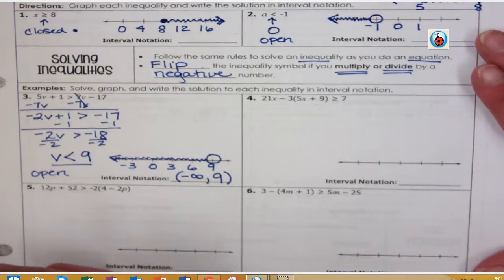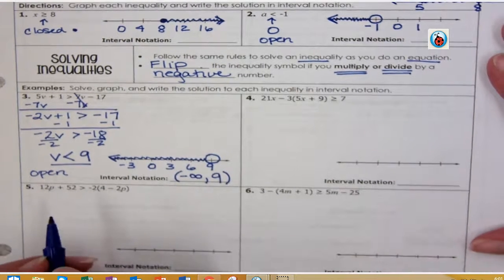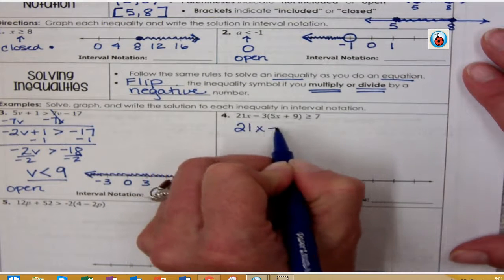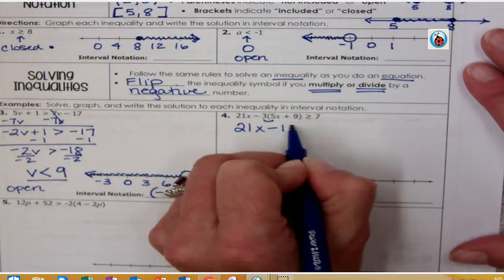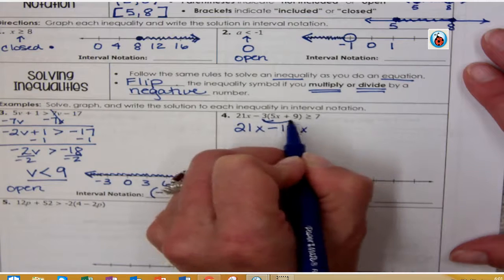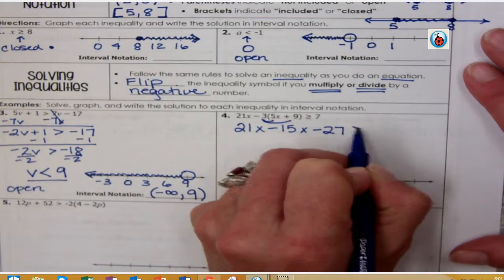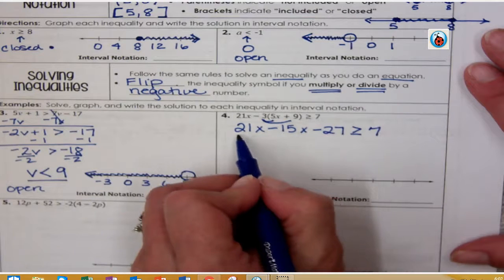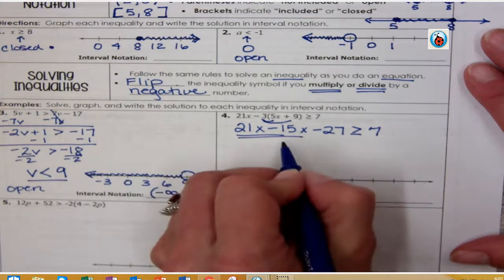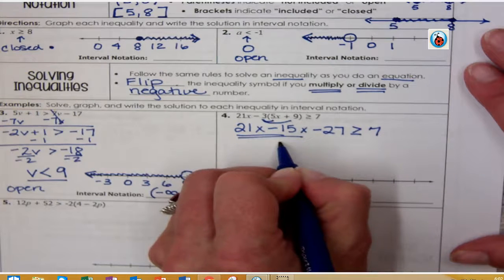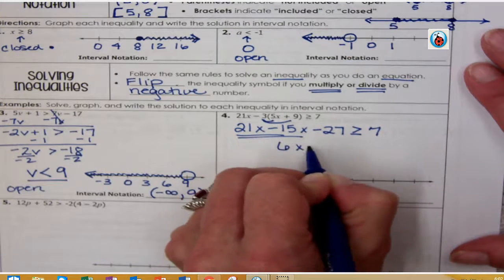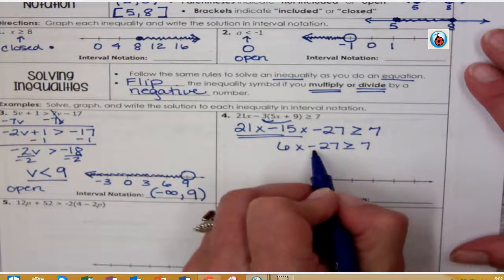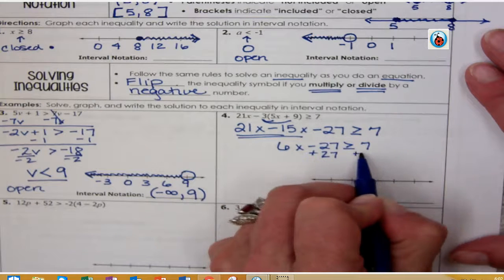Okay? Let's do this one. 21x minus, I'm going to distribute, 15x minus 27 is greater than or equal to 7. I've got like terms here, so I'm going to combine and get 6x minus 27 greater than or equal to 7. I'll add 27 to both sides.